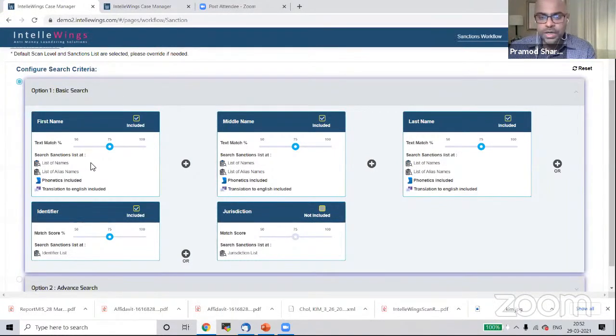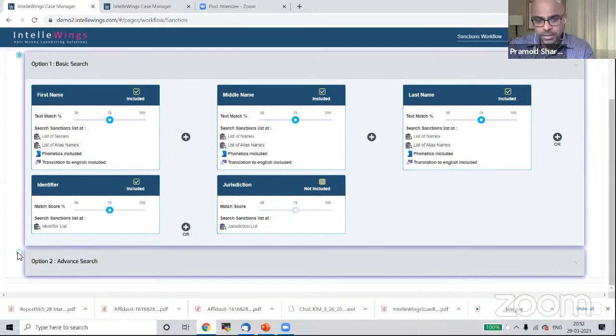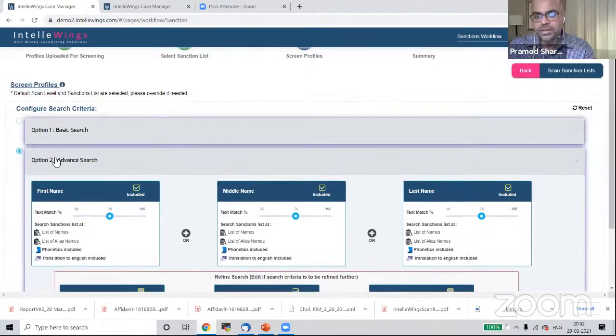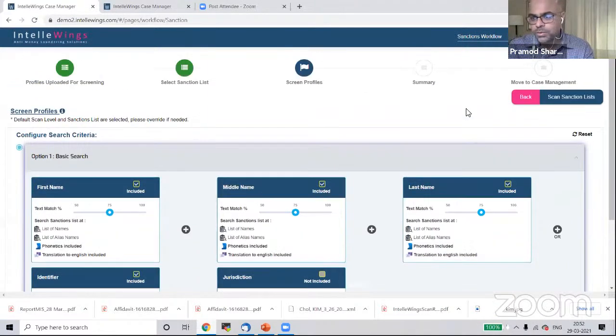So you need to ensure that they are translated into English or the language of your local region and then searched. Also, the parameters of whether they have to be searched on first name, middle name, last name, identifier, jurisdiction, date of birth, those are also to be taken care of. There could be a basic search or advanced search to refine the search further. So here I'm just going with the basic search.